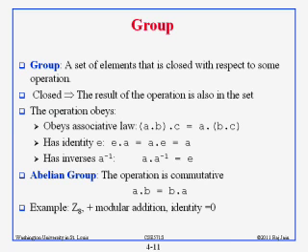Now Z8, the group that we saw a minute ago, is a group with respect to modular addition, and the identity is 0. We noticed that it was not a group with respect to multiplication because the third property, inverses, was violated. There were no inverses.